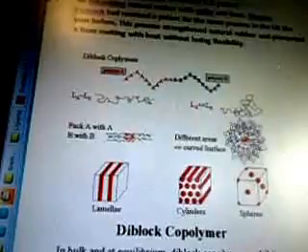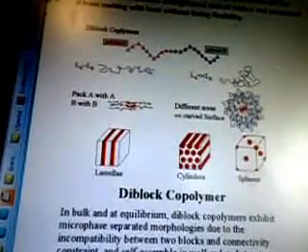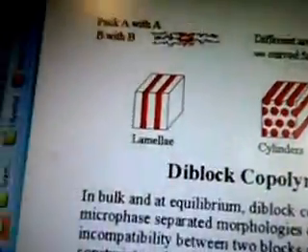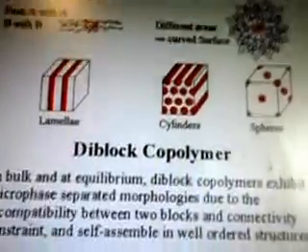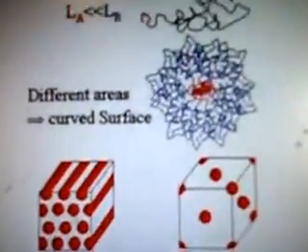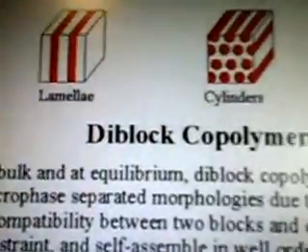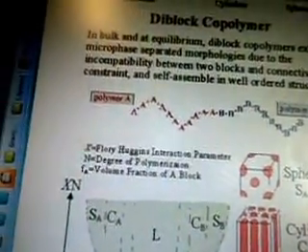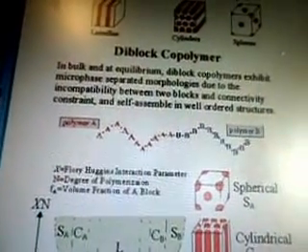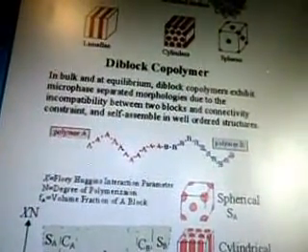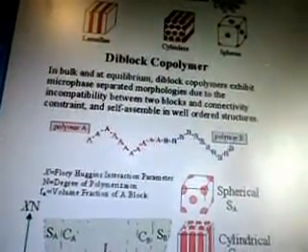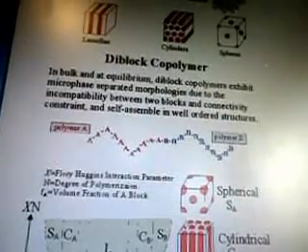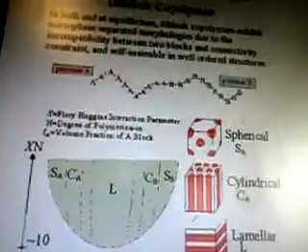So the diblock copolymers, there's polymer A and polymer B. I don't know if you can see that. Pack A with A and B with B, different areas equals curved surface: lamella, cylinders, and spheres. Okay. Diblock copolymer. In bulk and at equilibrium, diblock copolymers exhibit microphase separated morphologies due to the incompatibility between two blocks and connectivity constraint, and self-assemble in well-ordered structures.